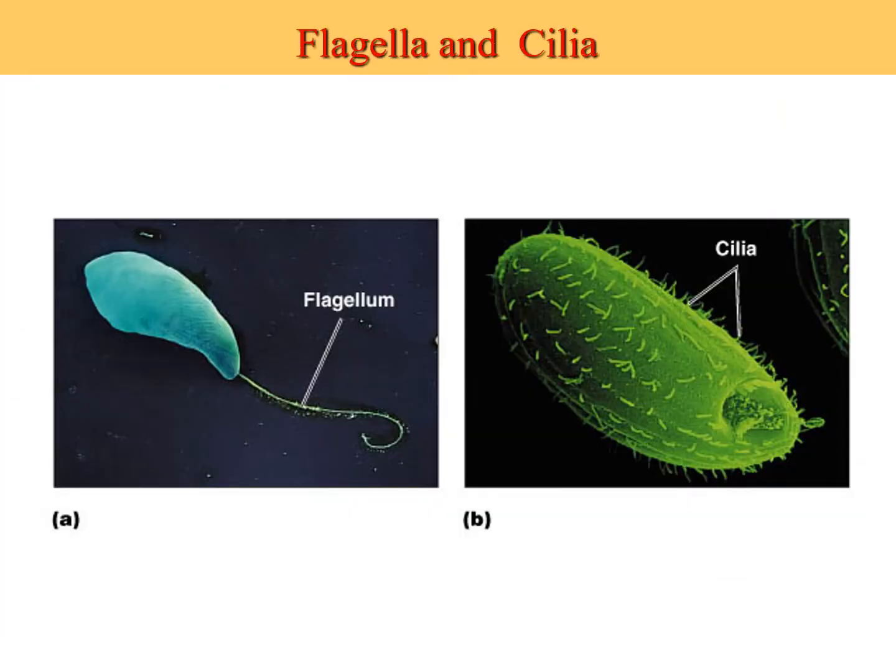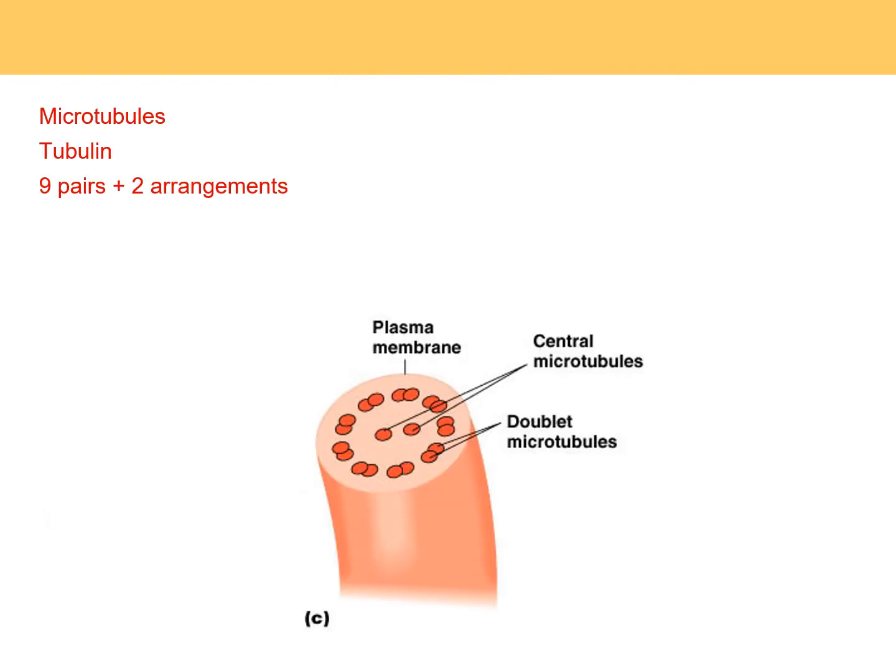Here you see a protozoa, a eukaryotic cell that's neither plant nor animal, having a flagellum. This one has cilia. Flagella and cilia in these kinds of eukaryotic organisms are used for motility. The flagella and the cilia have a typical arrangement along their axis. This is a cross section through a flagellum.